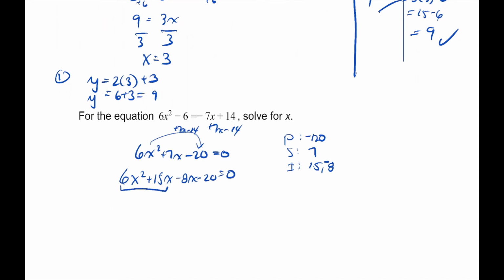So I want to factor that one pair. I'm going to take out the GCF of 3x. And then I'm going to get 2x plus 5. And then for the next pair, I'm going to factor out minus 4. And there I'm going to get 2x plus 5. And then come up with the greatest common factor there.